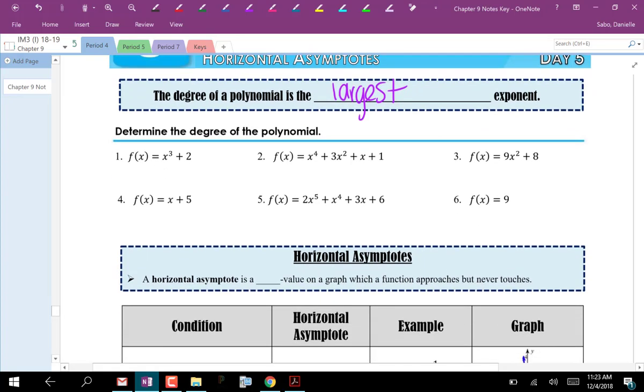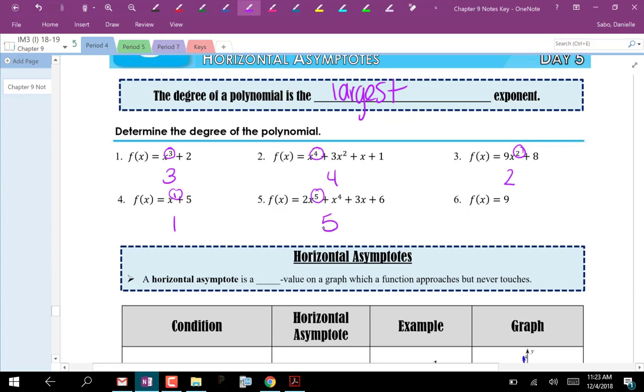So what is the degree of number 1? What is the largest exponent you see? 3. I'm going to circle it. 3 is your answer here. What about number 2? What's the largest exponent you see? 4. Okay, so 4. What about the next one? 2. Number 4, careful. 1. There's a 1 secretly here, so 1 is going to be my largest degree. What about 5? 5. Very good.